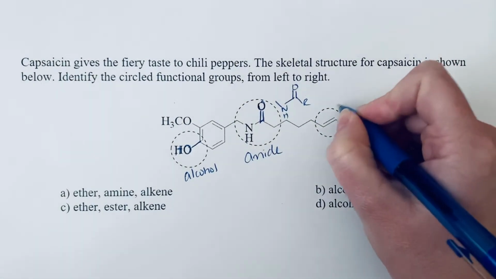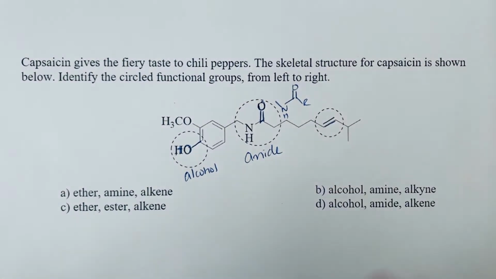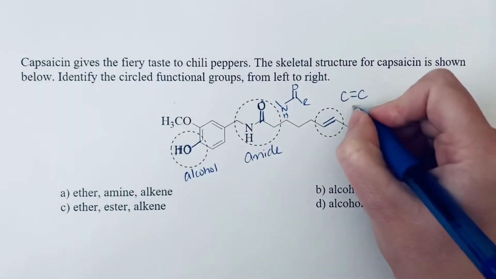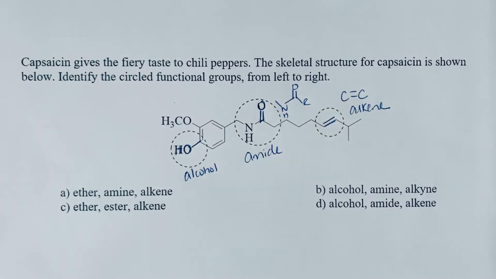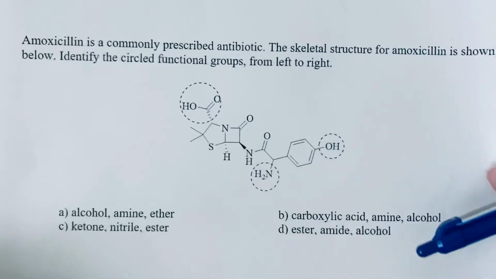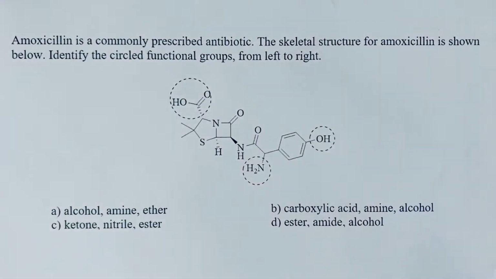And then finally in our last circled group we see a carbon-carbon double bond. It's not part of a benzene ring, so this is an alkene. So this answer then is D. All right, we're going to look at one more molecule. And so in this last example, we have another antibiotic. This is amoxicillin. It belongs to the penicillin family of antibiotics.